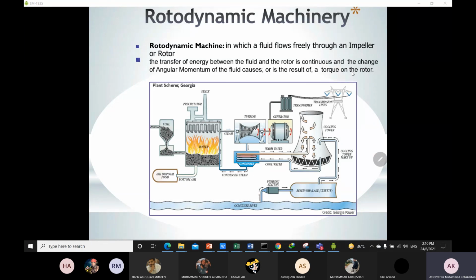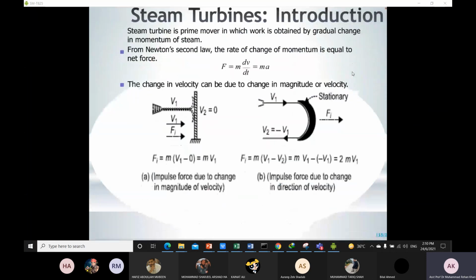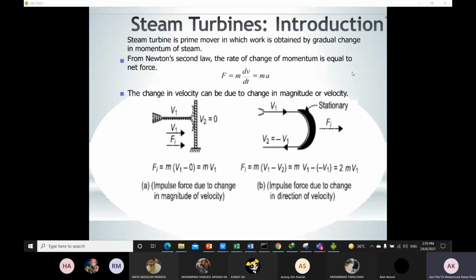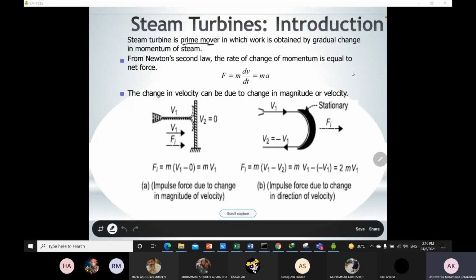Okay, so we will look at the definition. The transfer of energy between the fluid and the rotor is continuous, and the change of angular momentum of the fluid causes a torque on the rotor. An important point is that a steam turbine is a prime mover in which work is obtained by gradual change in momentum of steam. So what is the meaning of prime mover?